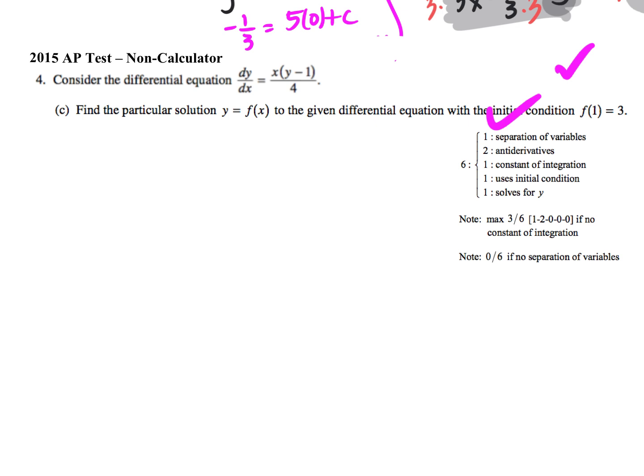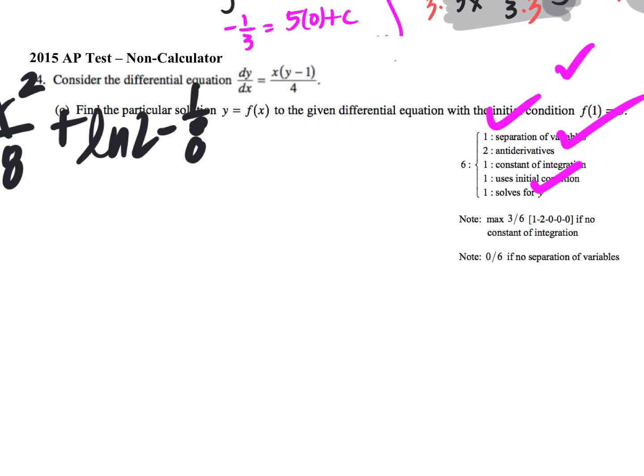Yep. Okay. Whew. You guys, we just plugged in our initial point and found our constant. You guys, we've got 5 points. Let's go plug it in. This gets me C. Gross. This is ugly. Here we go. We got ln of y minus 1 equals x squared over 8 plus ln of 2 minus an 8th.